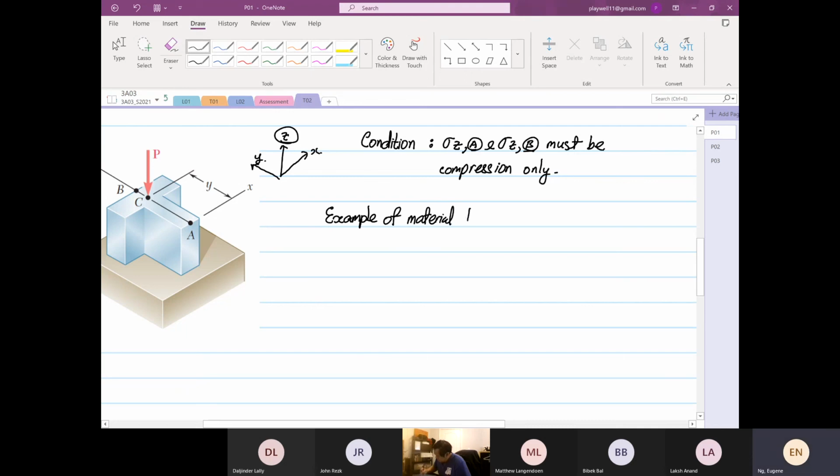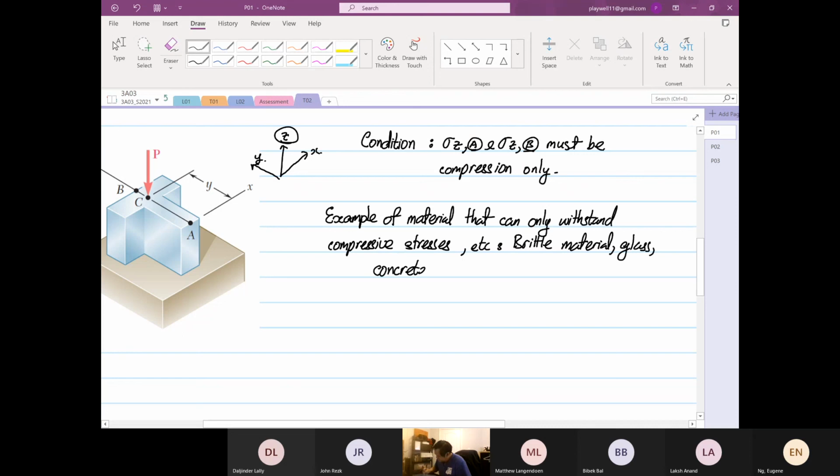Okay, that can only withstand compressive stresses. So it's usually brittle material. Okay, brittle material, so glass, okay, concrete, okay, etc.